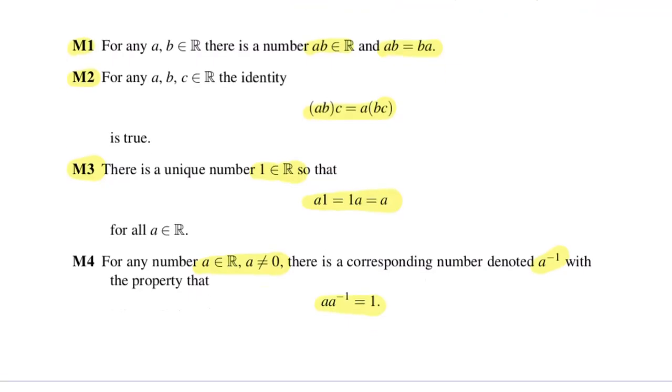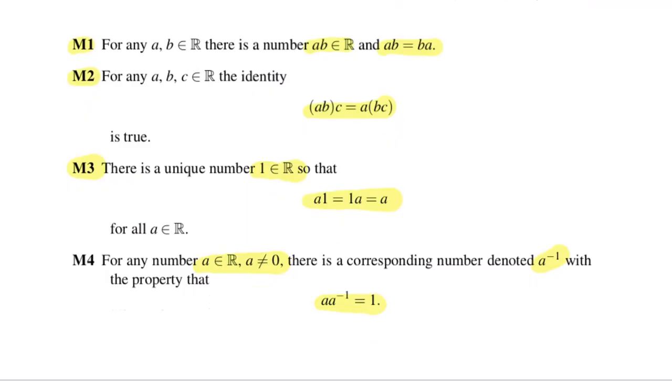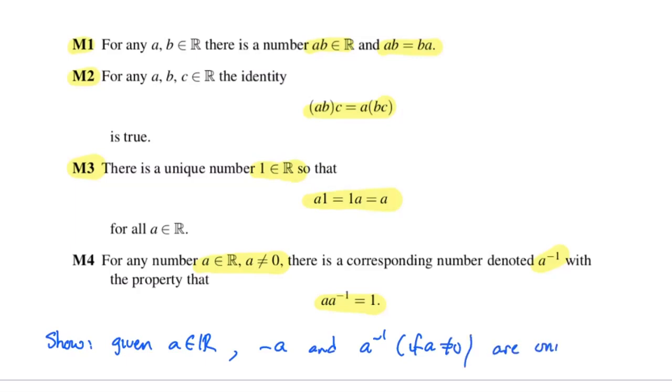Okay, and I'm going to spontaneously throw this in as an informal exercise. You can show that given A in the real numbers, minus A, and A to the minus 1 if A is not 0, are unique. In other words, A to the minus 1 is the only real number that you can multiply by A to get 1. So every real number has a unique additive inverse. Every non-zero real number has a unique multiplicative inverse. Cool. And these things are, again, I hope, familiar.